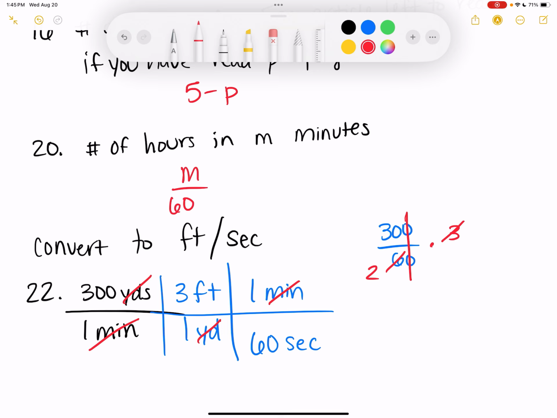And what does that equal? 30 divided by 2, 15. Yep, so the answer would be 15 feet per second.